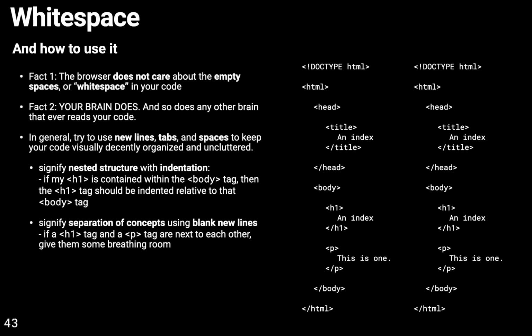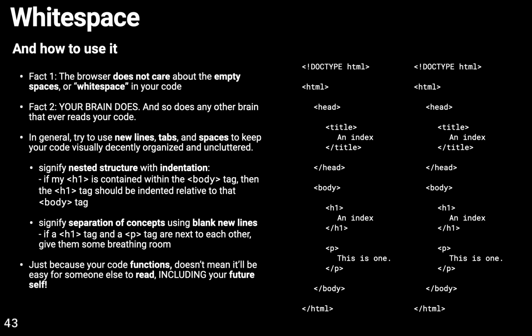So just remember that just because your code functions doesn't mean it'll be easy for someone else to read, including your future self. There's only one thing programmers hate more than reading other people's code. It's reading their own code from 6 months ago. You will say such mean things about your past self when you start to program, and your eyes will thank you.